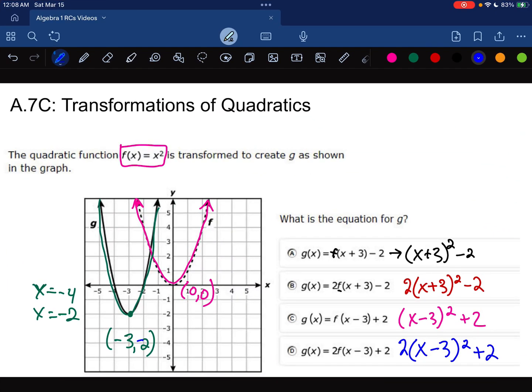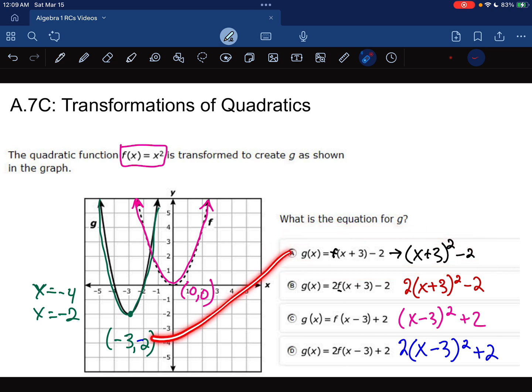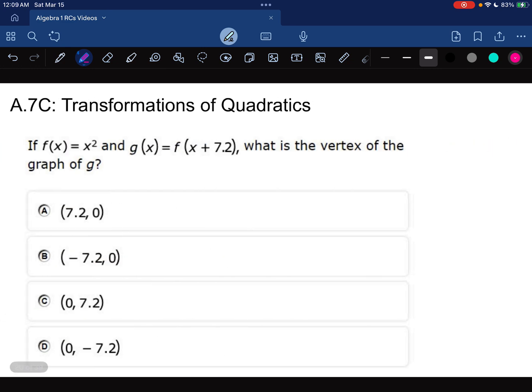So you saw this mistake even Ms. Martineau made, that this one had the correct vertex, but the solutions were different. All right, so that's important that you don't just stop at the vertex. All right, correct answer was B. All right, go ahead and do this problem.